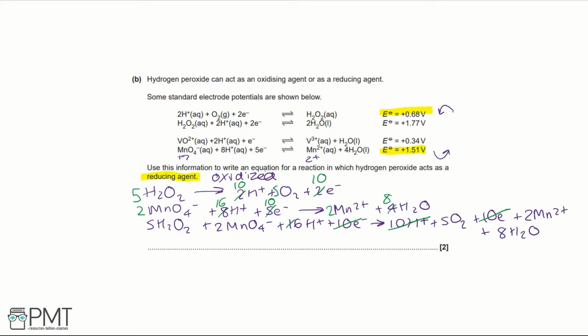Therefore, making our overall equation 5H2O2 plus 2 MnO4- plus 6H+ goes to 5O2 plus 2 Mn2+ plus 8 H2O. To get the 2 marks for this question, you get a mark for balancing the 2 equations, so scaling the electrons and making sure that they're both 10, and then you get a mark for the correct overall equation.